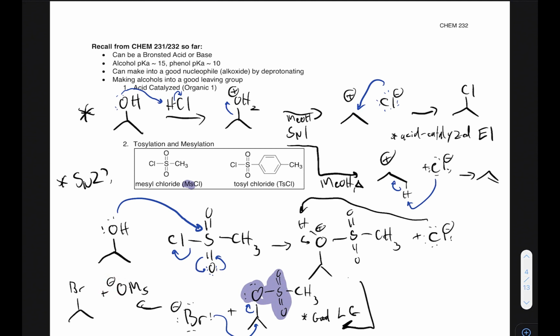Even though it's negatively charged, there's a lot of resonance that can take place to make this a really good leaving group. So this is what we can do: we can take alcohols and react them with tosyl groups and mesyl groups, and they function the same way, to make these sort of protected, quote-unquote, alcohols, to make them really, really good leaving groups, again, for these SN2 reactions.